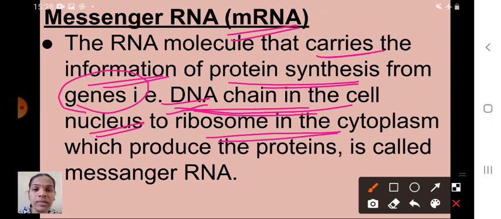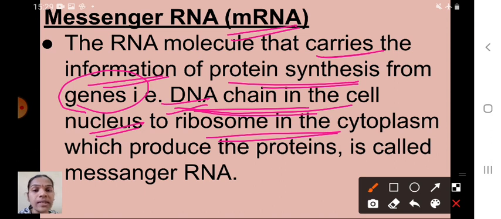As I told, the ribosome is one of the cell organelles. It is present in the cell, in the cytoplasm. So this RNA that carries the information to the ribosome in the cytoplasm, which produces the proteins, is called messenger RNA. I hope you understood now. This messenger RNA carries the information of protein synthesis from where to where? From the nucleus, that means from DNA, to the ribosome.